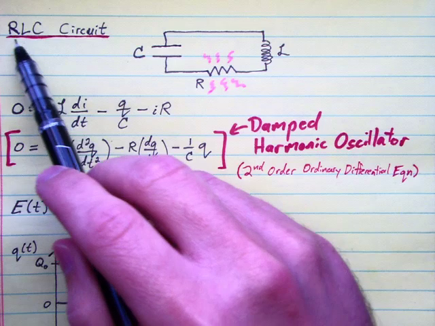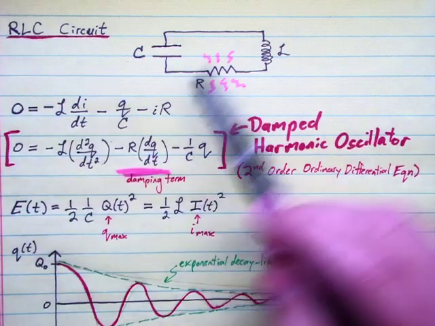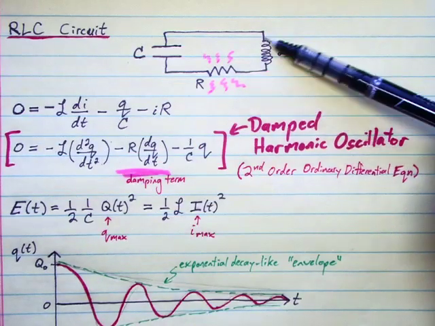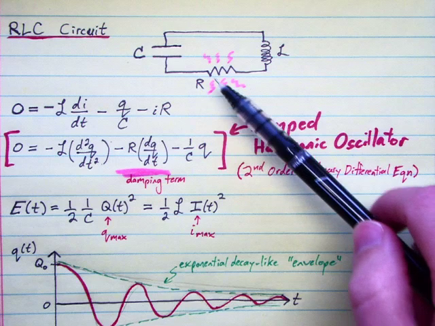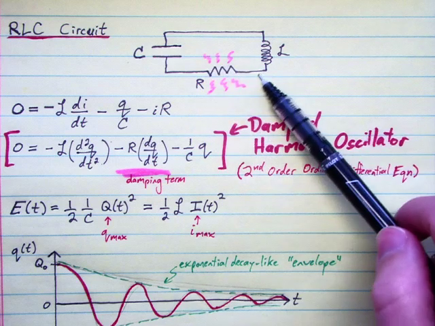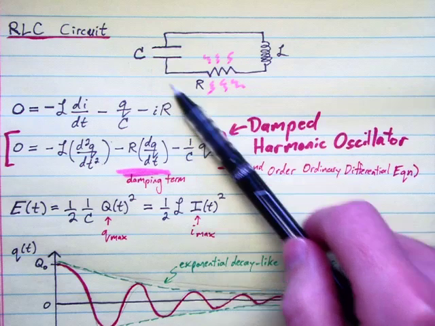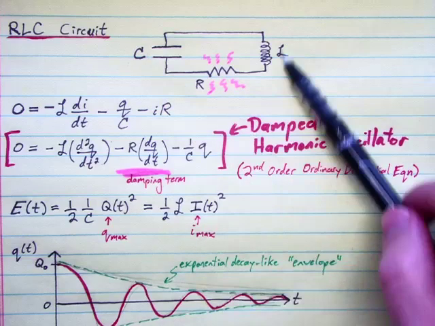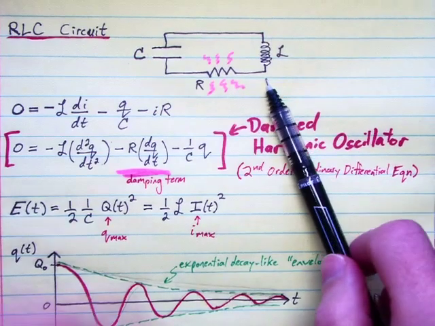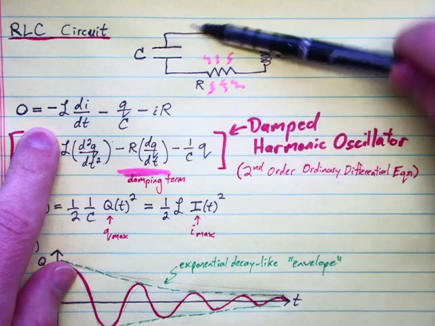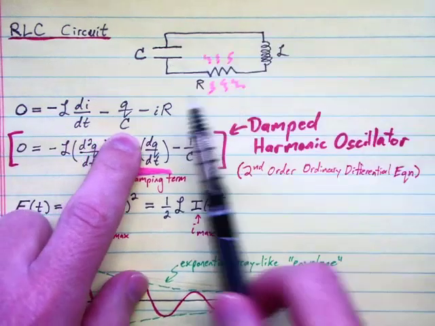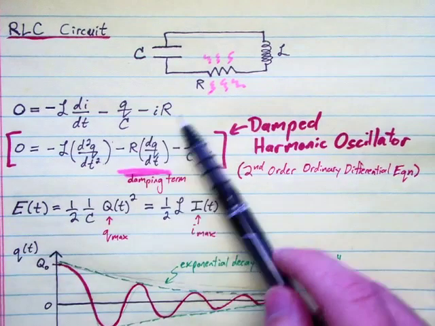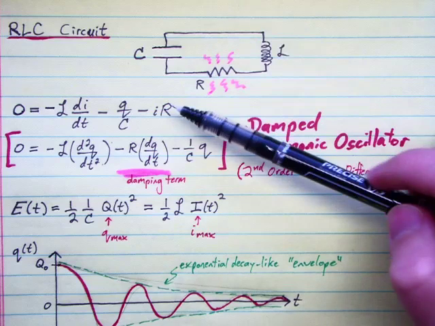So if we have that, the RLC circuit, what's the additional effect we get? Our Kirchhoff loop equation, if we define counterclockwise to be the direction of a positive current, and going counterclockwise, we have this equation: minus L di/dt, then minus Q over C, and then minus IR going through our resistor. So here's the additional term we get from our resistor.